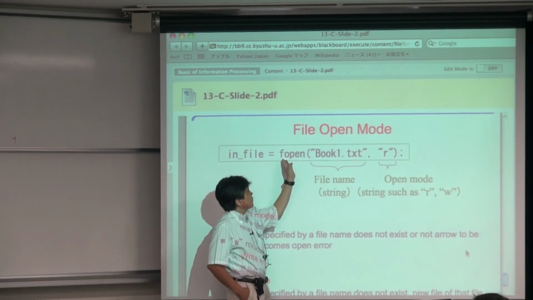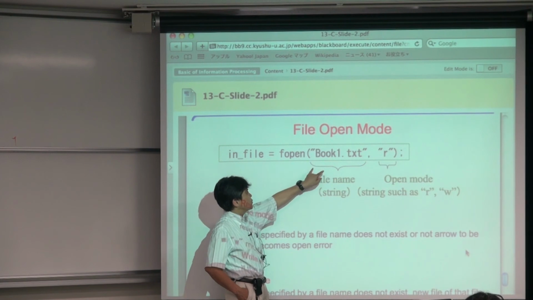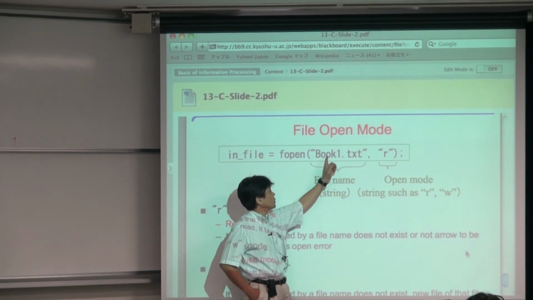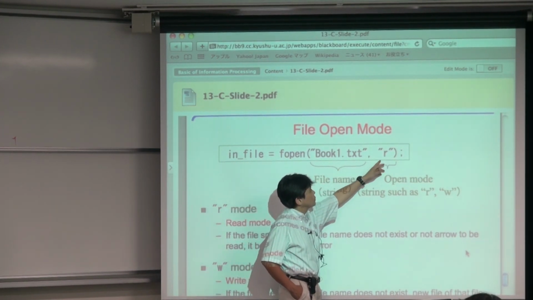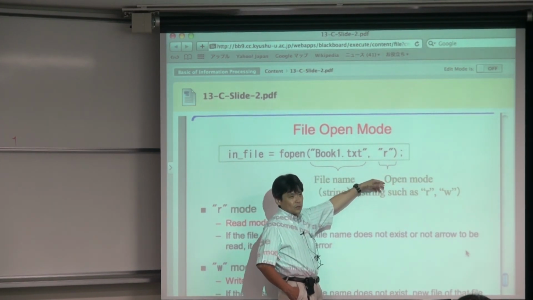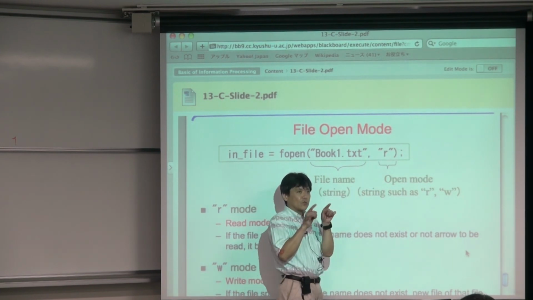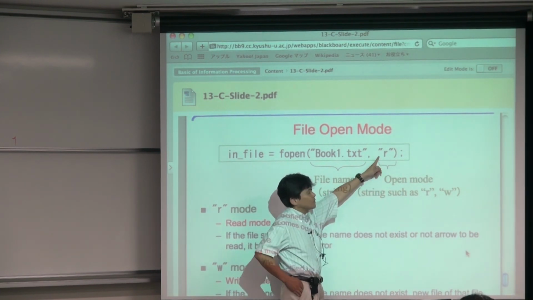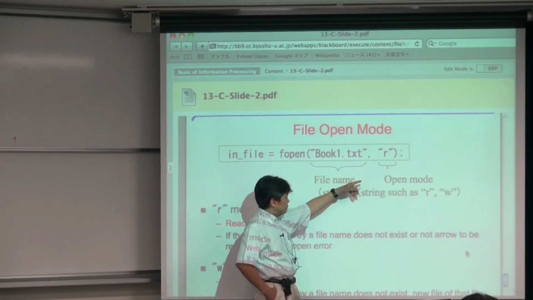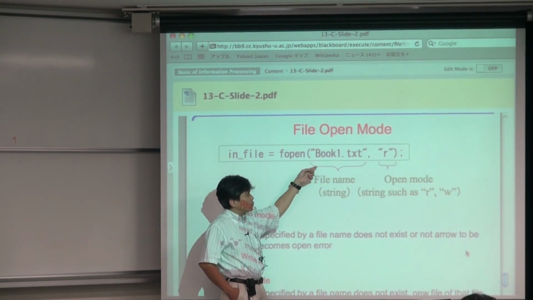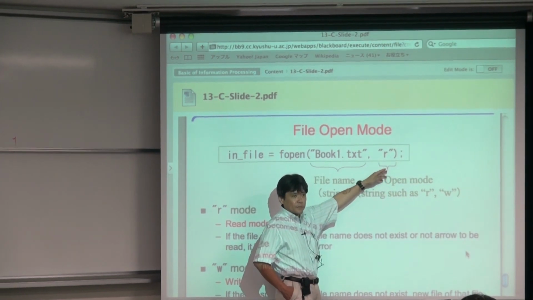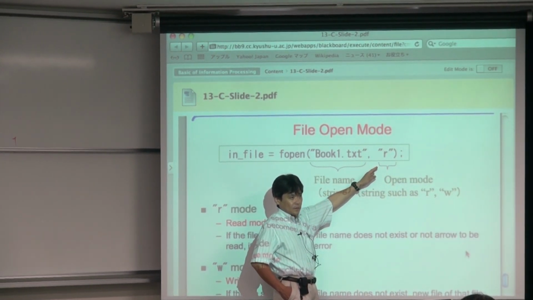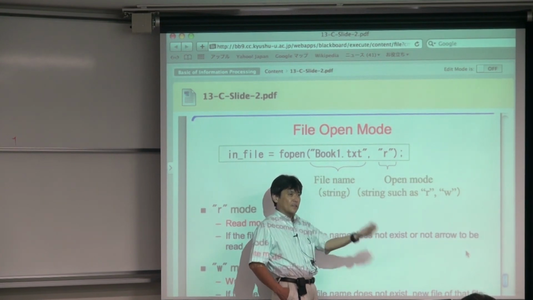Using the fopen function, you have to specify two arguments. The first argument corresponds to the file name you want to open. And the second argument is the read-write mode. If you specify the R string, this means read. So using this, the opened file is treated as a read file, okay, for entering data from the file.